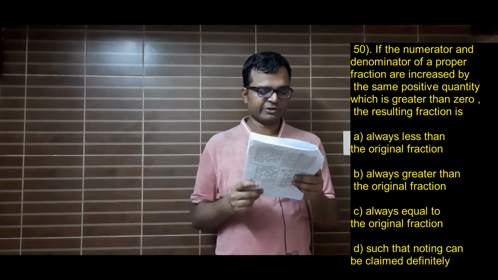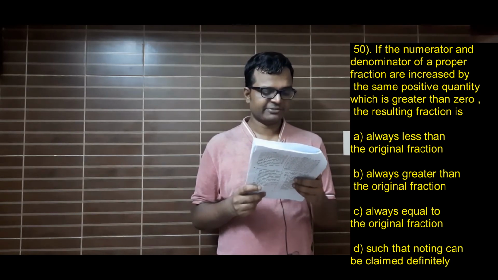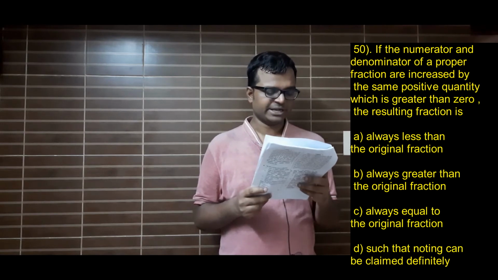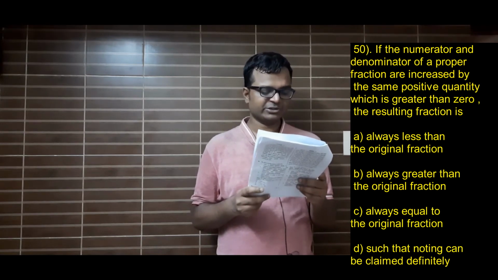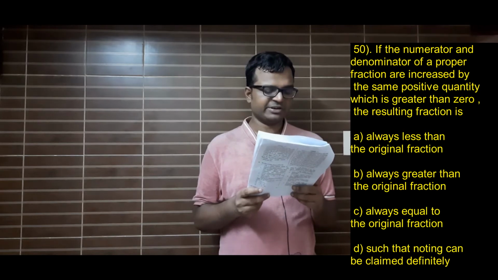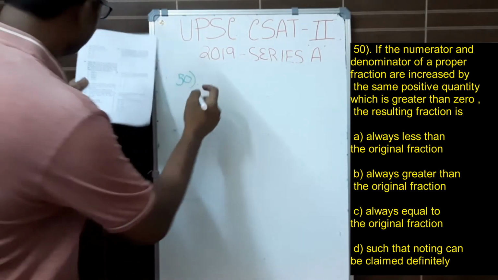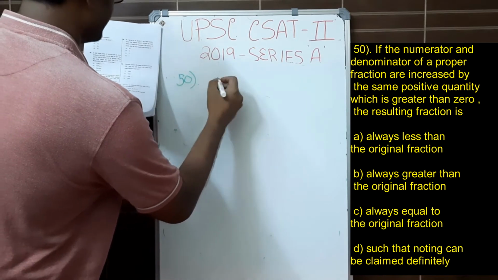In question number 50, if the numerator and denominator of a proper fraction are increased by the same positive quantity which is greater than 0, the resulting fraction is: option A, always less than the original fraction; option B, always greater than the original fraction; C, always equal to the original fraction; or D, such that nothing can be claimed definitely. In question number 50, they are saying the numerator and denominator of a proper fraction.